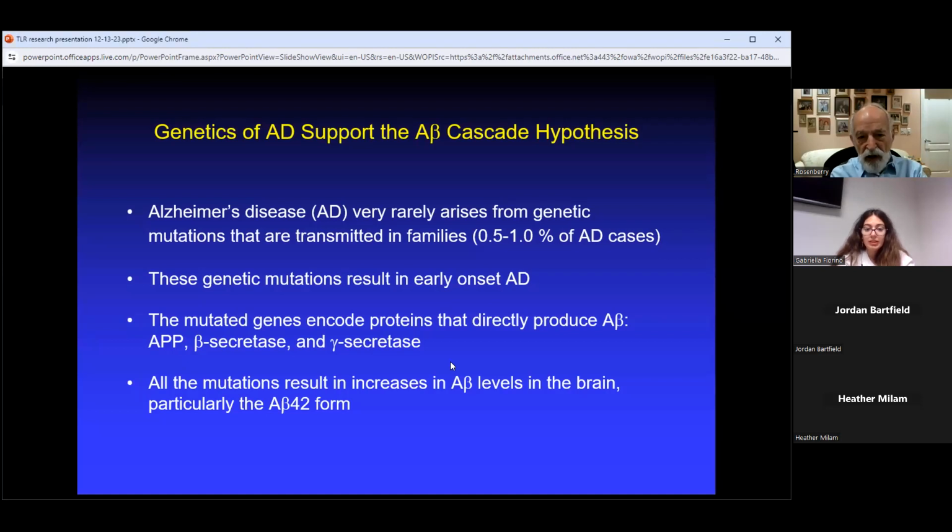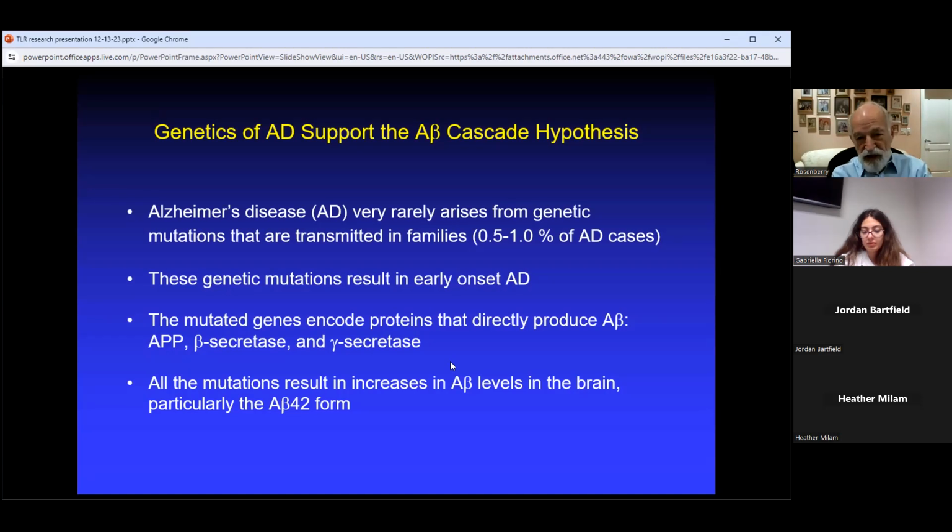Alzheimer's disease very rarely arises from genetic mutations that are transmitted in families. Only about 1% of Alzheimer's arises in that way, but they result in an early onset form of the disease. Normally, it doesn't begin to affect patients until age 60 or 65, but in these early onset cases, it can be as early as age 30.